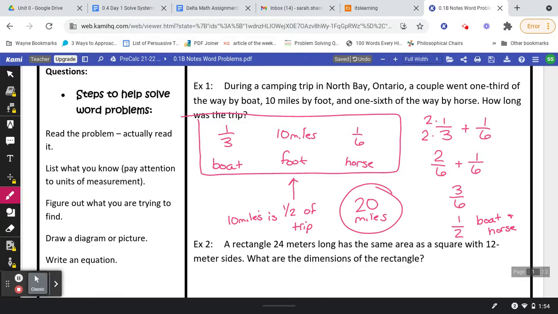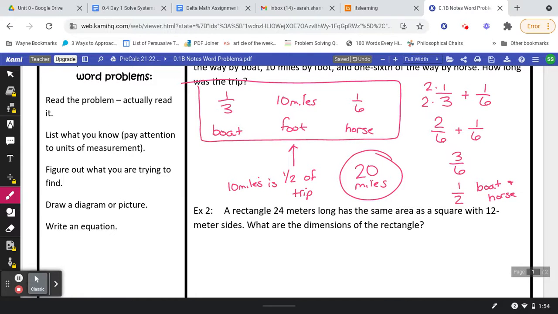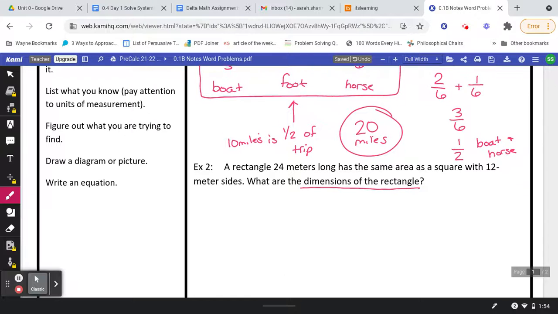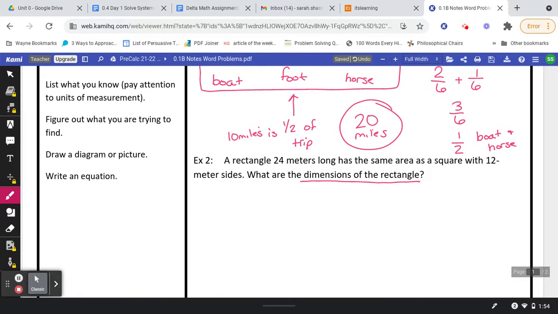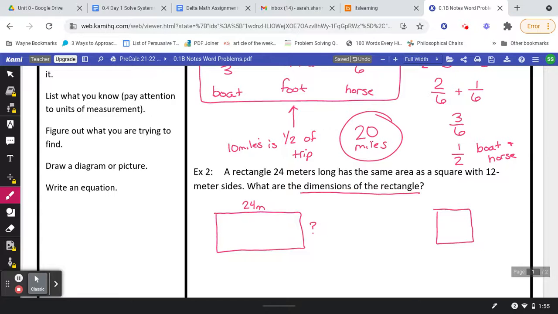Example number 2. A rectangle, 24 meters long, has the same area as a square with 12 meter sides. What are the dimensions of the rectangle? So the dimensions of the rectangle are what we are trying to find. And I think this one's going to be best if we draw a picture. So I'm going to draw my rectangle and then draw a square. The rectangle I know is 24 meters long. That's part of my answer, but I'm going to try to find this right there. I do have some more information on my square, so I'm going to see if I can get that on there. 12 meter sides. So this is 12 meters. That's 12 meters. All the sides are 12 meters.